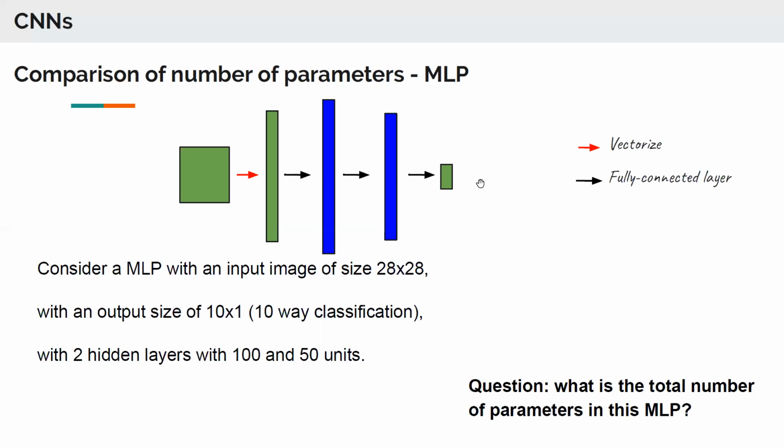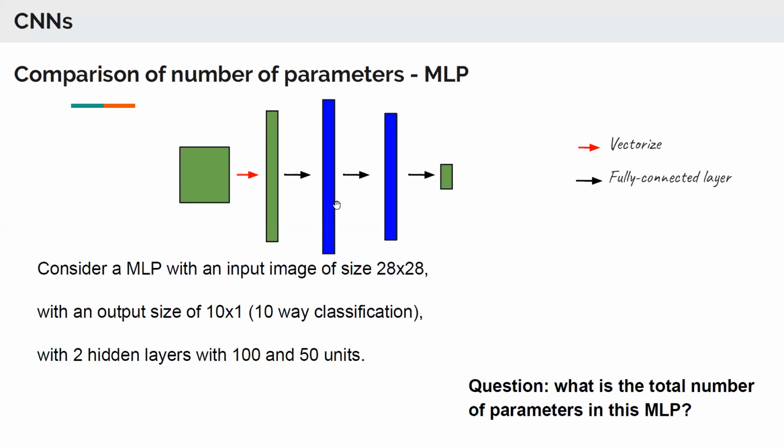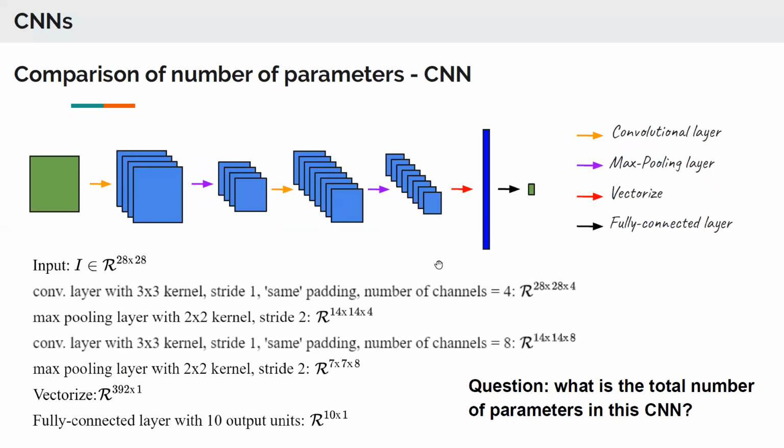So you have three fully connected layers here, and here you have one convolutional layer, a second convolutional layer, and one fully connected layer. So again, you have three layers of processing in both networks, but then you can try to compute the total number of parameters, and you will see that the number of parameters here is really much larger than the number of parameters that you will end up getting here.